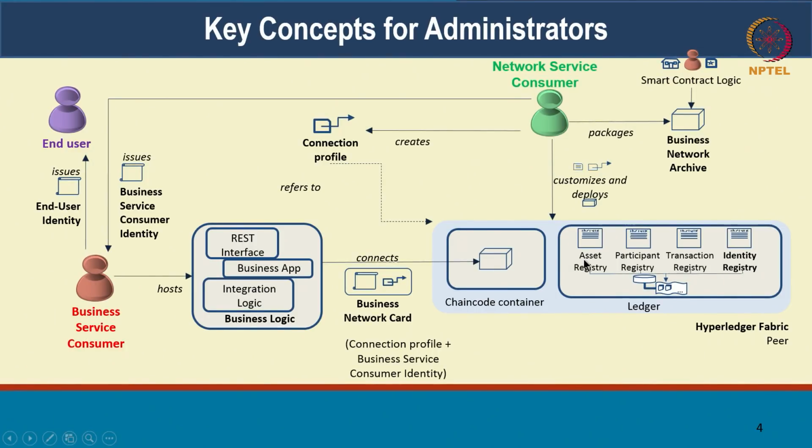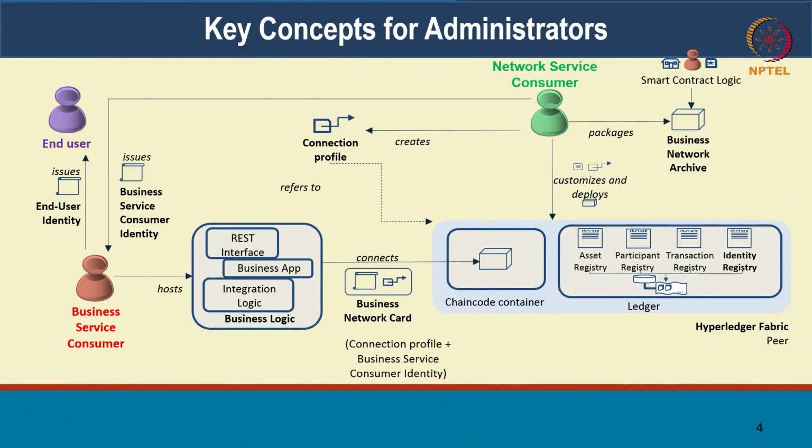How does it connect? There are two pieces of information that it needs to connect. The first piece of information is the identity of the user performing the transaction. So that is the consumer identity, and that needs to be there. You also need to have the connection profile, the one I talked about. So you need the identity, and you need to know which peers to connect to, which channel, and so on.